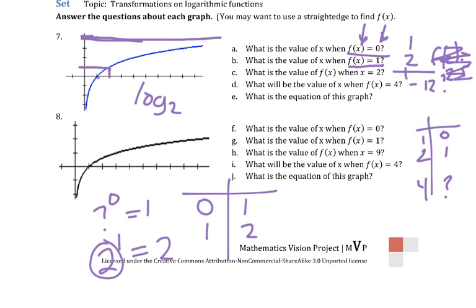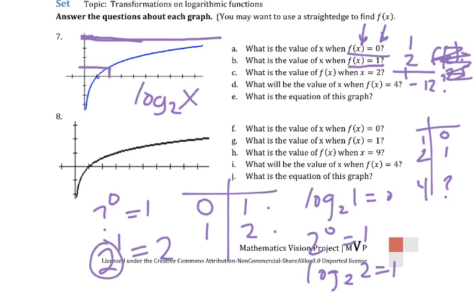Okay. Of x. In order for these first two to work, right? Because log base 2 of 1 would have to equal 0. Because 2 to the 0 would equal 1. Log base 2 of 2 equals 1. Okay, 2 to the 1 would equal 2.